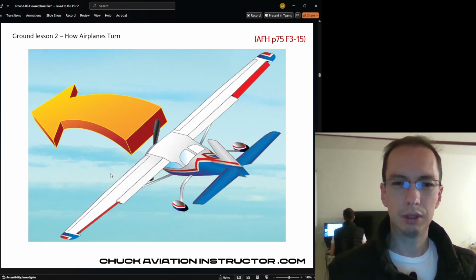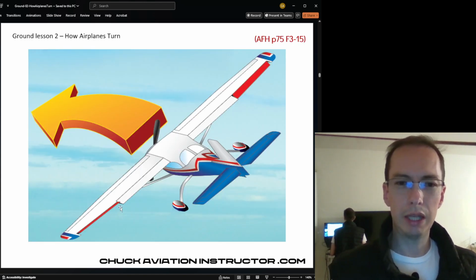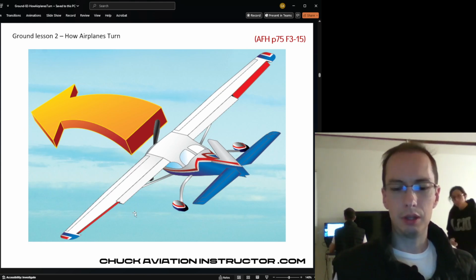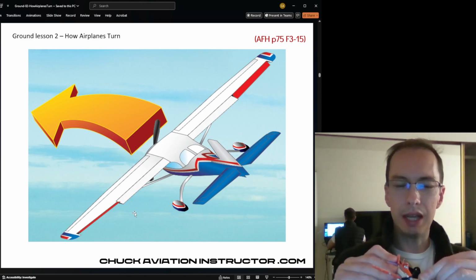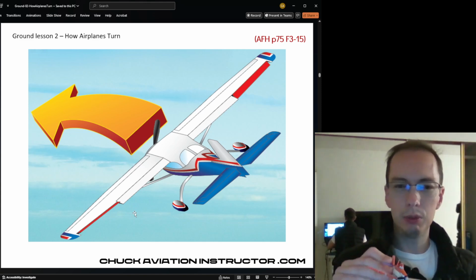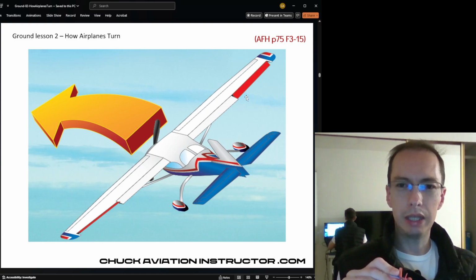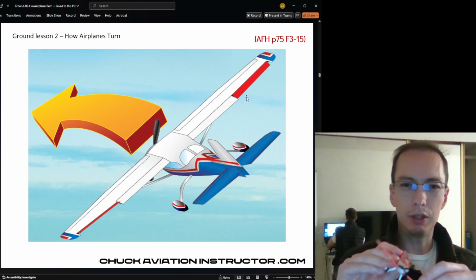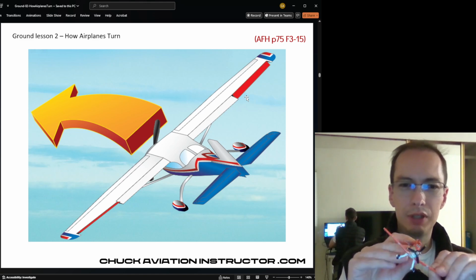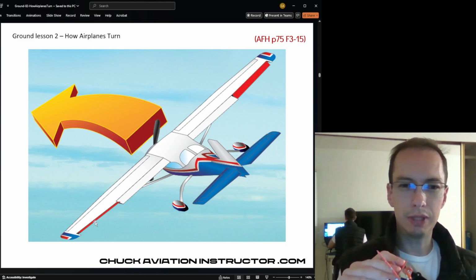And then what you do with the ailerons is you raise the aileron from the inside and you lower the aileron from the outside of the turn. For instance, you want to turn left, you raise the left aileron, you lower the right aileron.